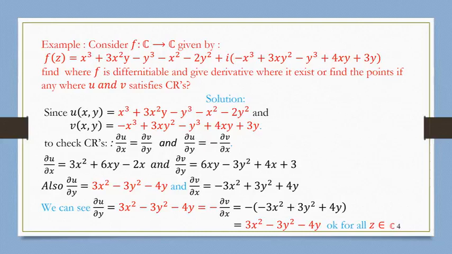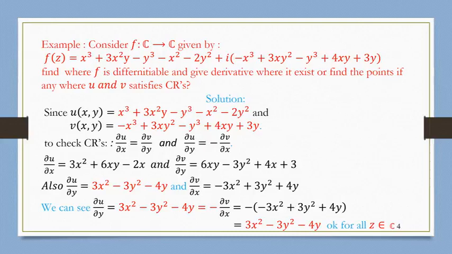The question here is to find where f is differentiable and give the derivative where it exists, or we can say in another expression, find all the points where u and v satisfy the Cauchy-Riemann equations. For the solution in this example, we determine the function u and the function v from the given equation. After that, we try to apply the Cauchy-Riemann equations.